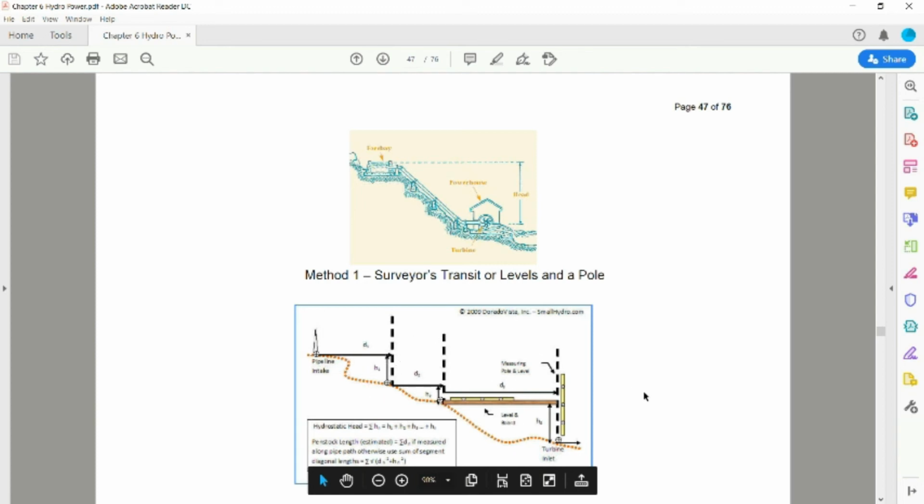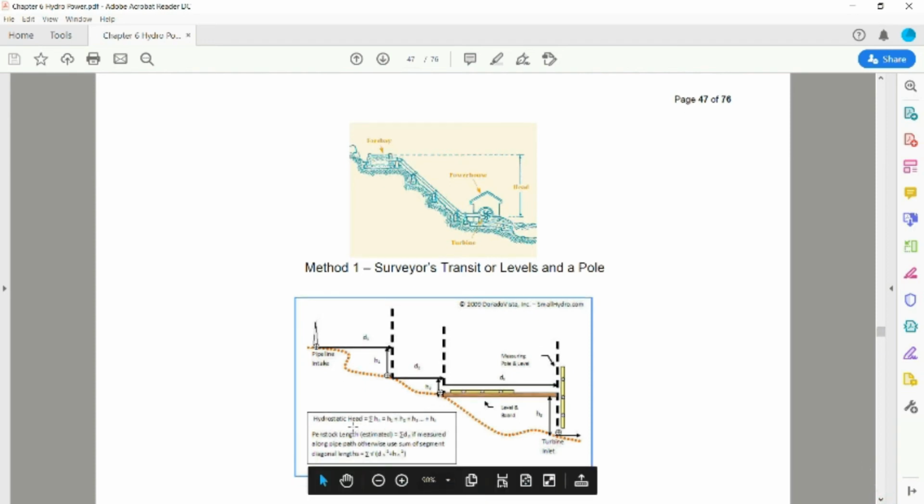About the penstock length, to get the penstock length, you total up the square root of D1 squared plus H1 squared, and then plus the square root of D2 squared plus H2 squared, and so on, to get the pipeline, the penstock length.